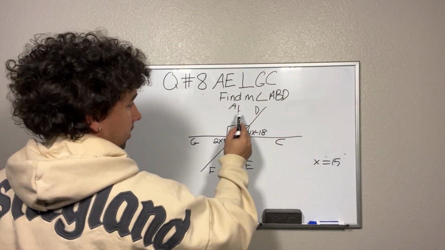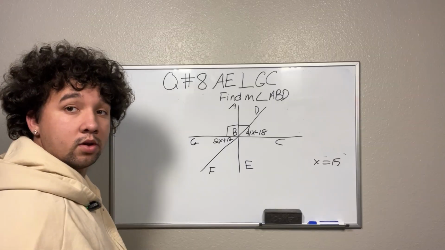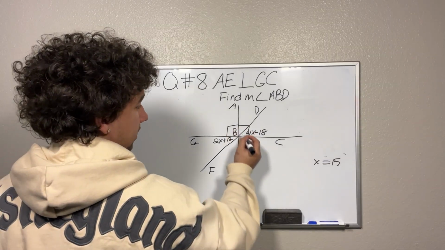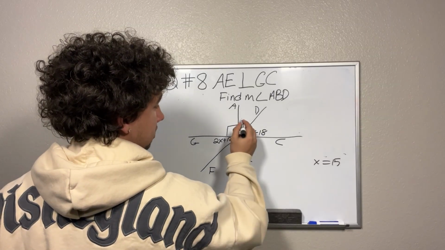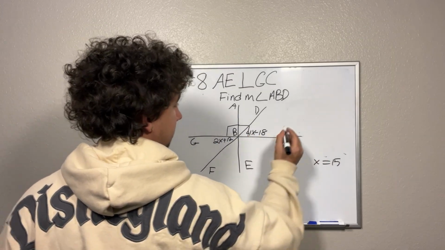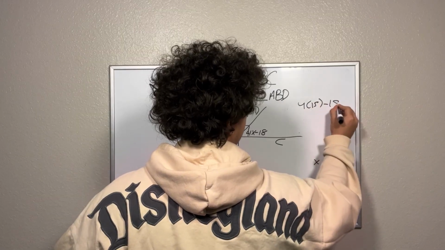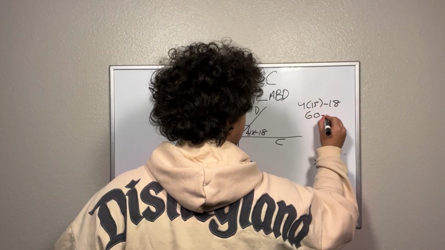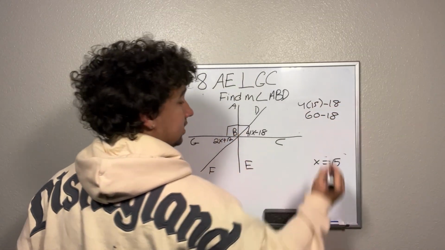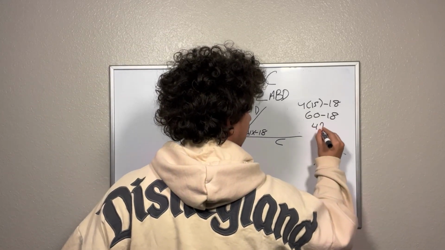Now, if I wanna find ABD, what I'm gonna do is plug in the 4x minus 18. The reason why is because if I know that this is 90 degrees right here, I know that this is just the remaining value of whatever this is. So if I plug in 15, 4 times 15 minus 18. Well, 4 times 15 is 60 minus 18. Well, 60 minus 20 I know is 40, so minus 18 must be a little bit more, so 42.